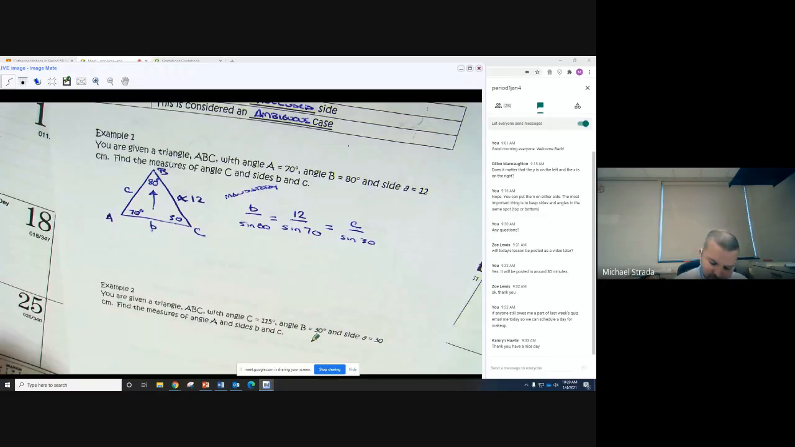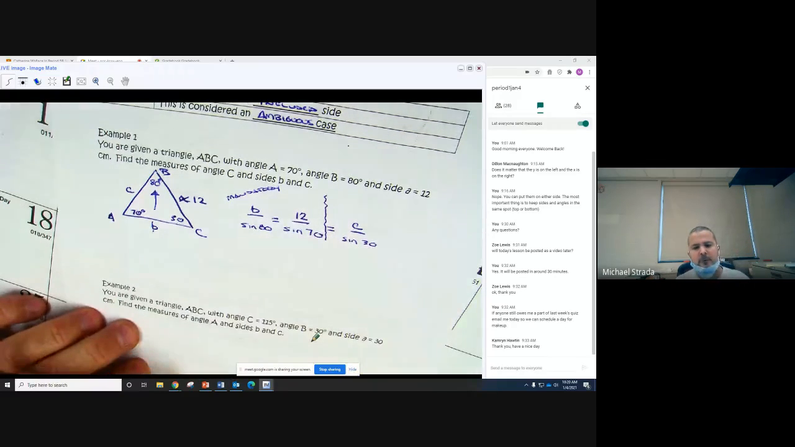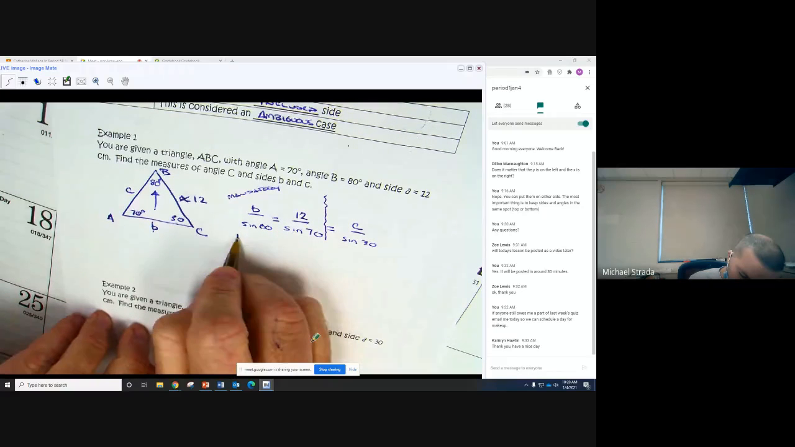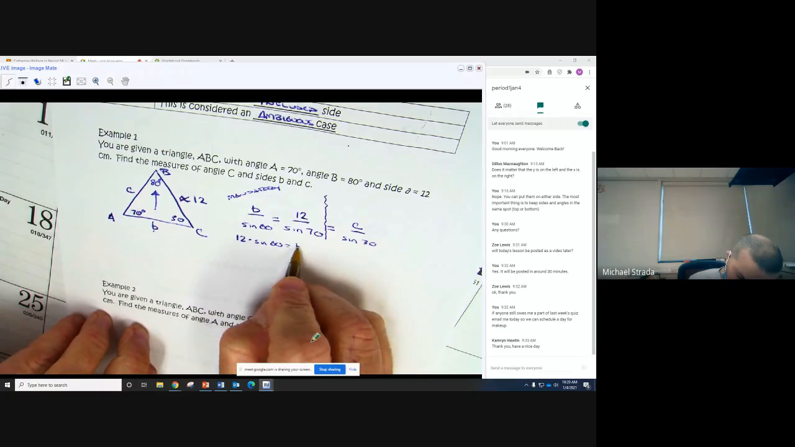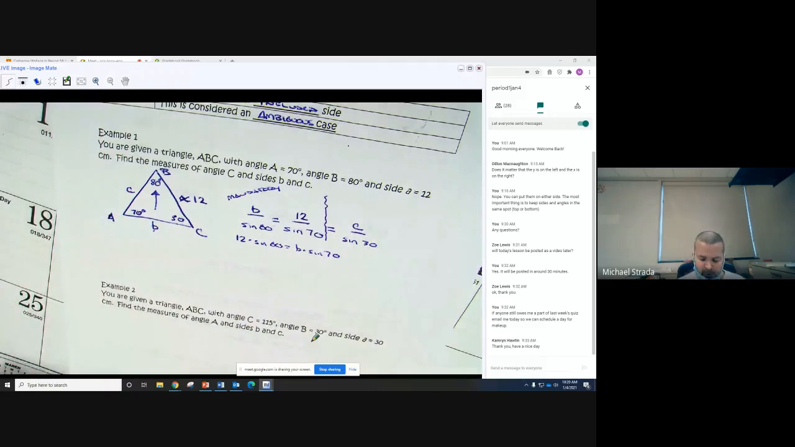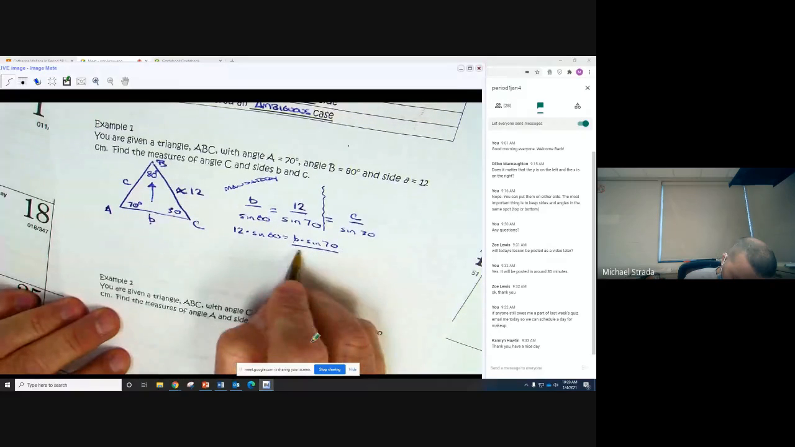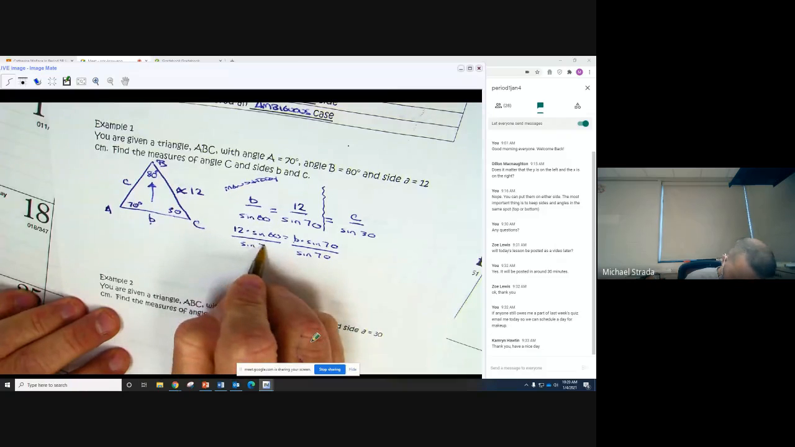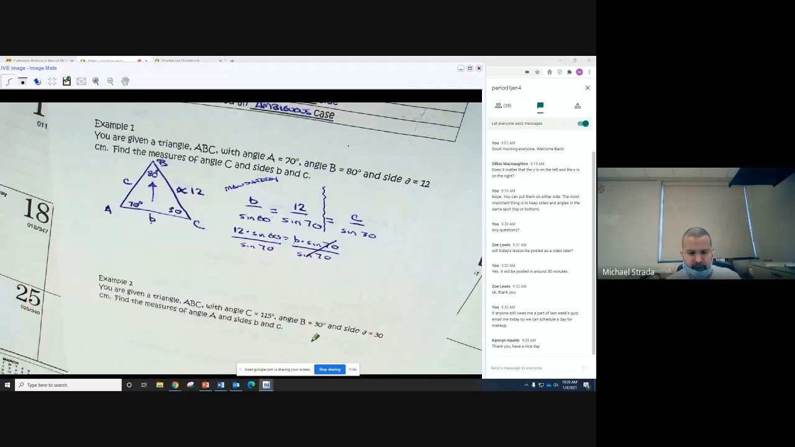All right. So I'm going to handle this part first. It's just a proportion. I'm going to cross multiply. 12 times sine 80 equals B times sine 70. I'm solving for B. B is being multiplied by sine 70, so I divide both sides by sine 70. This cancels out. Everything else can be done with the calculator.